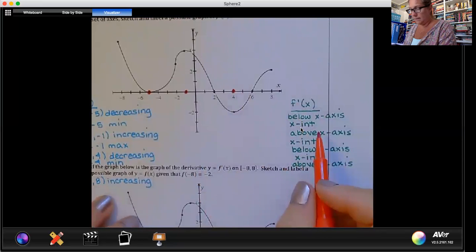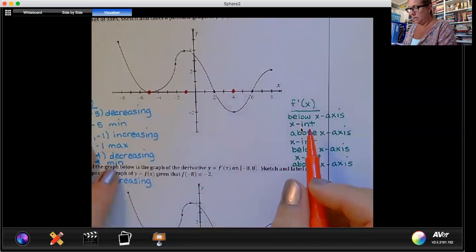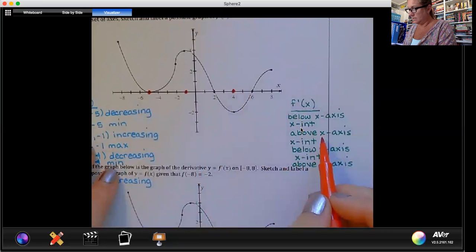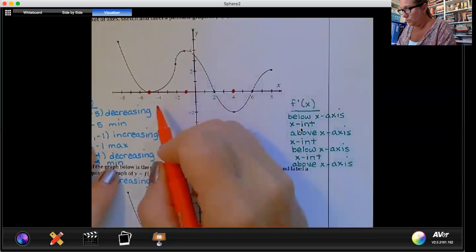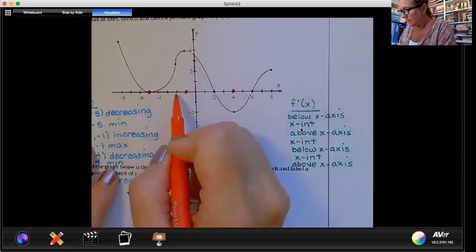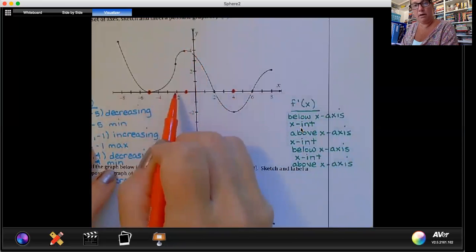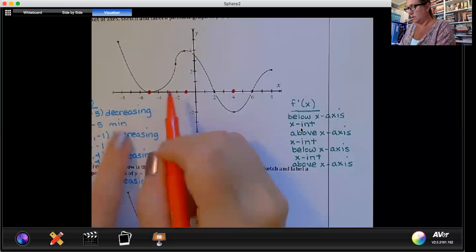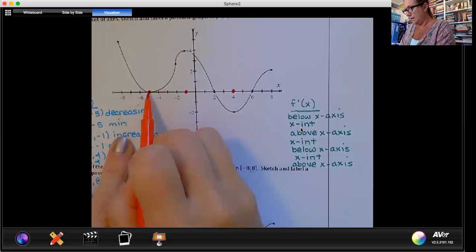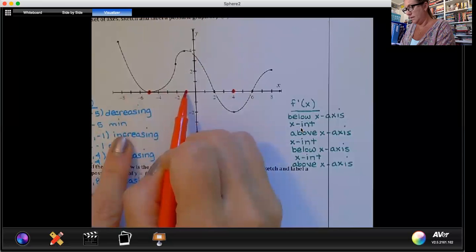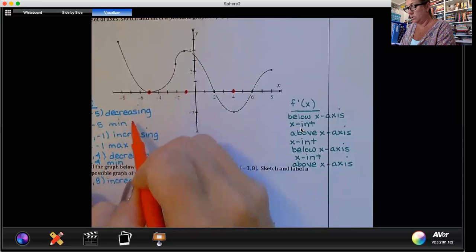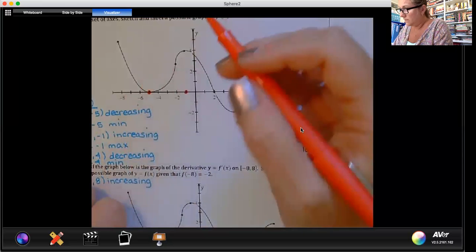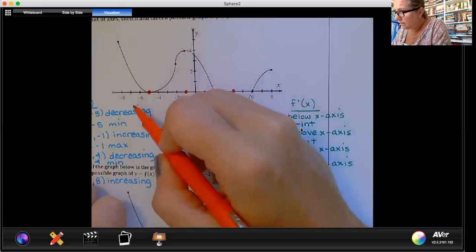So we're below the x-axis from -8 to -5, and then we are going to be above the x-axis from -5 to -1. From -8 to -5, we are below. From -5 to -1, we are above, but we are increasing and then decreasing. So it should look something like this.